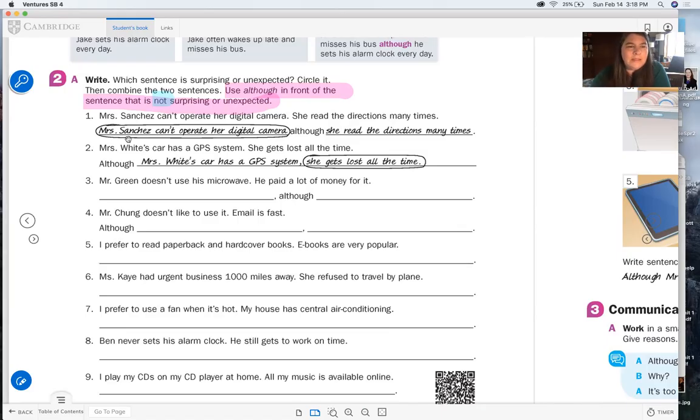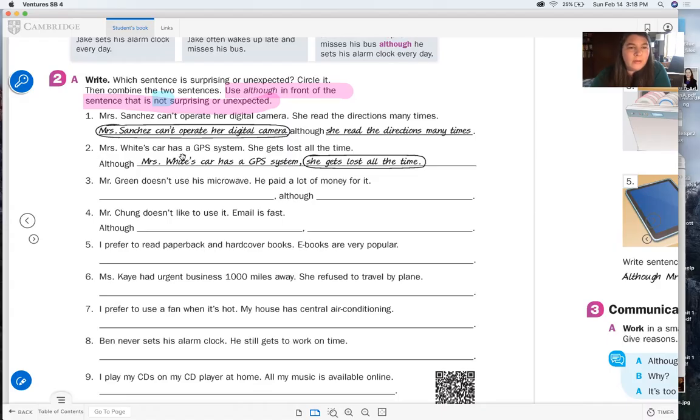So you can say, Mrs. Sanchez can't operate her digital camera, although she read the directions many times. Okay, so reading the directions is normal, and the surprise is she can't operate it. All right, let's try number 2.